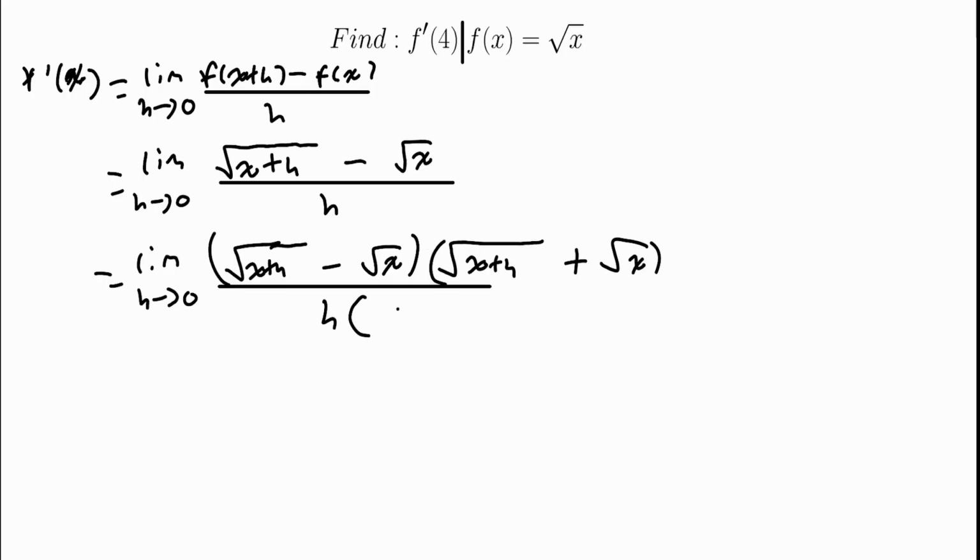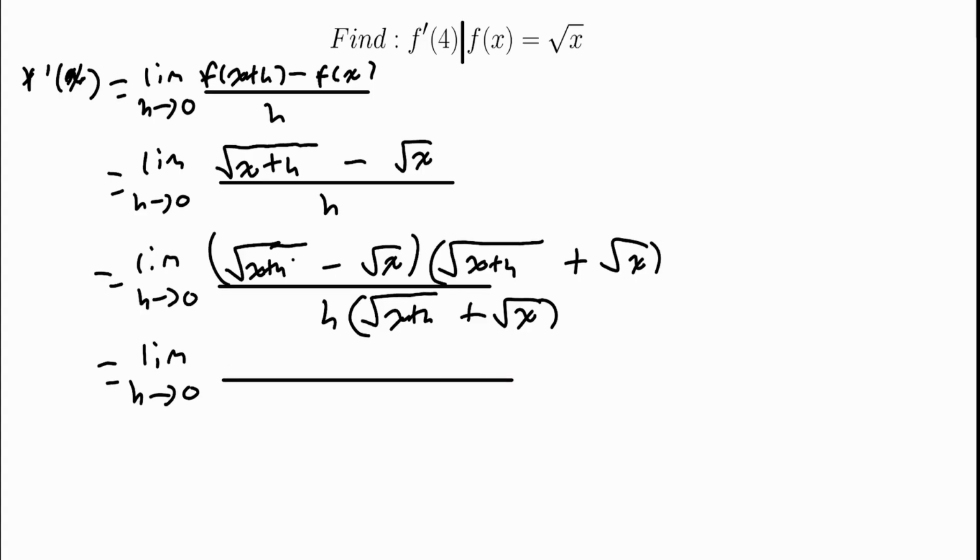And we can't change the fraction, so we also have to multiply the denominator by the square root of x plus h plus the square root of x. And so let's leave the denominator as it is, but let's expand the numerator. And so this is going to be equal to the limit as h approaches 0 of, and remember this is a difference of squares, so we have x plus h minus x over h times the square root of x plus h plus the square root of x.